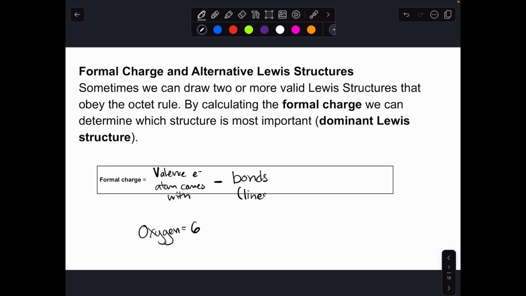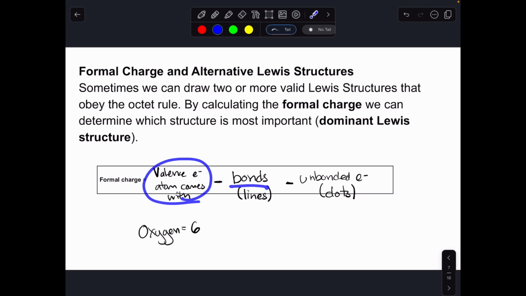Or in a sense the line. So how many lines are connected to it in the Lewis structure. And then you're going to minus the unbonded electrons, which are, in our pictures, the dots. So it's valence electrons minus bonds, minus lines, minus dots is the way I think about it.